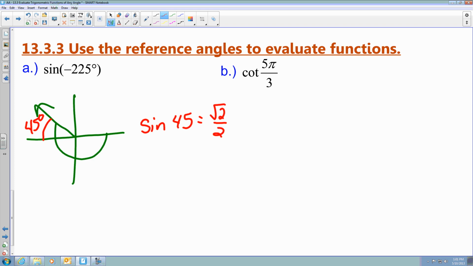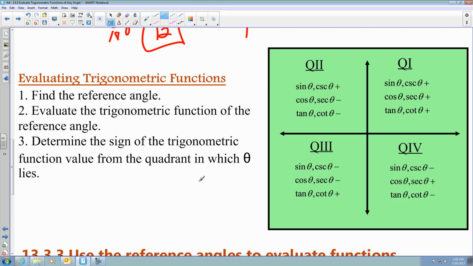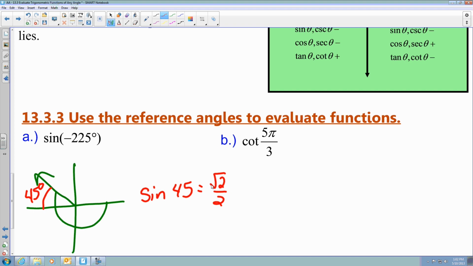Now what I want to do is take a look at my chart. If I look at my chart, I'm in quadrant 2, and the sine in quadrant 2 is going to be positive. So since it's positive, I get to leave this as positive. So the sine of negative 225 is going to be square root of 2 over 2. And you can check that in your calculator to prove that point.